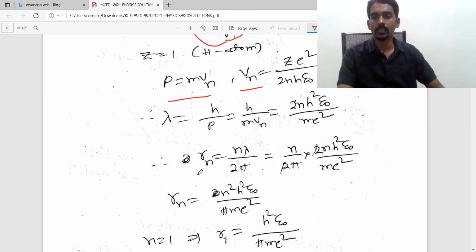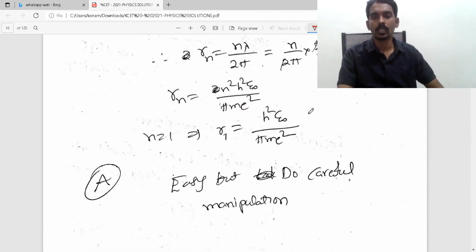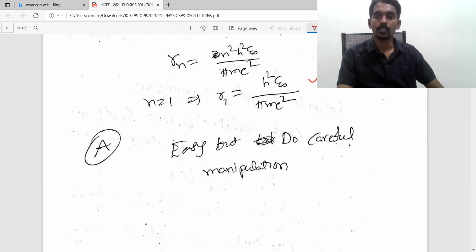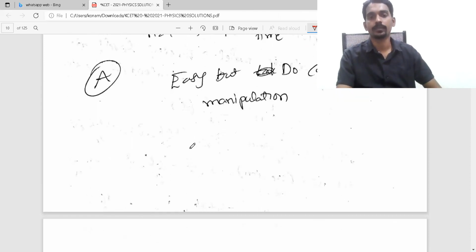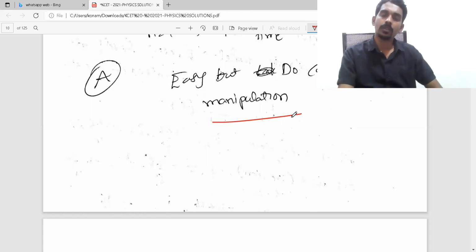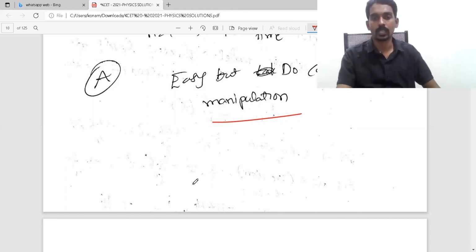That is what I suggest to every one of my students. So they have done it, so they got the calculation. Also in that, one more thing they have given, that is Bohr atomic radius. Bohr radius means what? For hydrogen atom, n equal to 1. Easy, but do careful manipulation. Easy because they are known relations, but not that easy because so many manipulations and calculations are there. That is what you need to take care of.